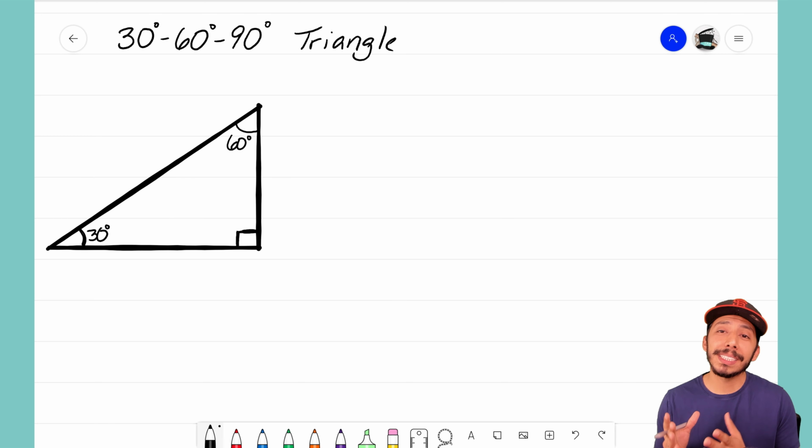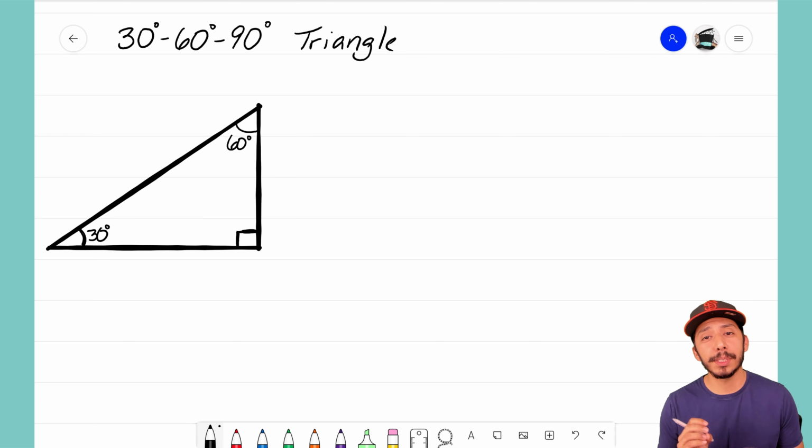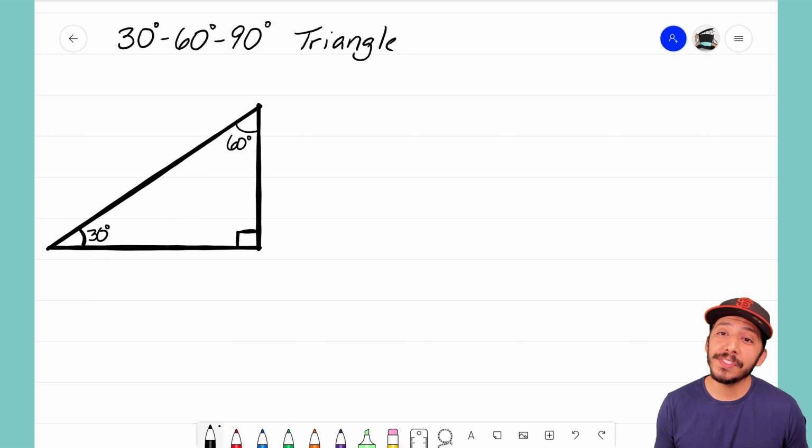We use them all the time, and they're a great tool to know. But sometimes you'll come across a 30, 60, 90 triangle which actually has some special characteristics and properties that will allow us to solve for unknown sides a lot faster. In this video, I want to explain what those are and then show you how we can use them to solve problems without sine, without cosine, and without tangent.